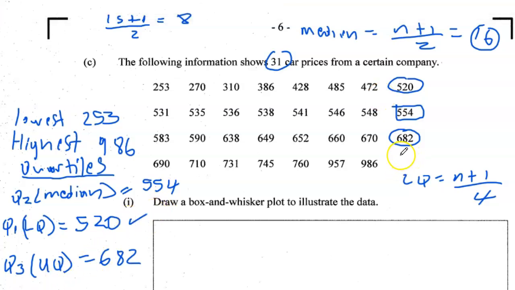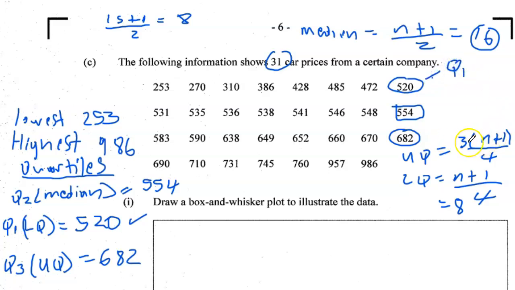And the formula for the upper quartile, which is Q3, is 3 bracket n plus 1 over 4 that could have been used. N is 31. 31 plus 1, that's 32. 32 divided by 4, that's 8. 3 times 8, that's 24. So the upper quartile will be the 24th number. For the lower quartile, that was the 8th number, which is the 520. That's the lower quartile, or Q1.